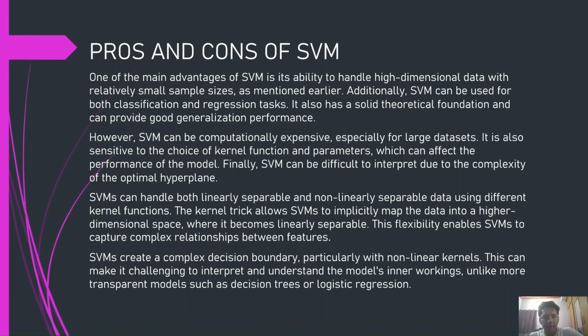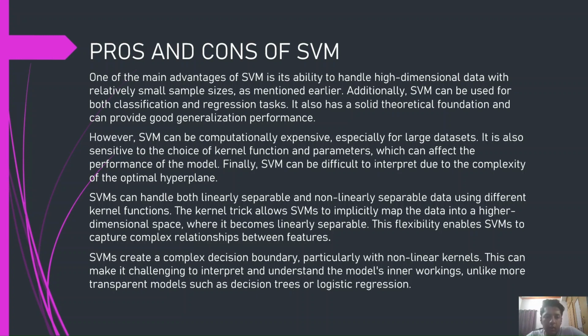So, pros and cons of SVM. One of the main advantages of support vector machines is its ability to handle high dimensional data with relatively small sample sizes. And as mentioned earlier, SVM can be used for both classification and regression tasks. It has a solid theoretical foundation and can provide good generalization performance.